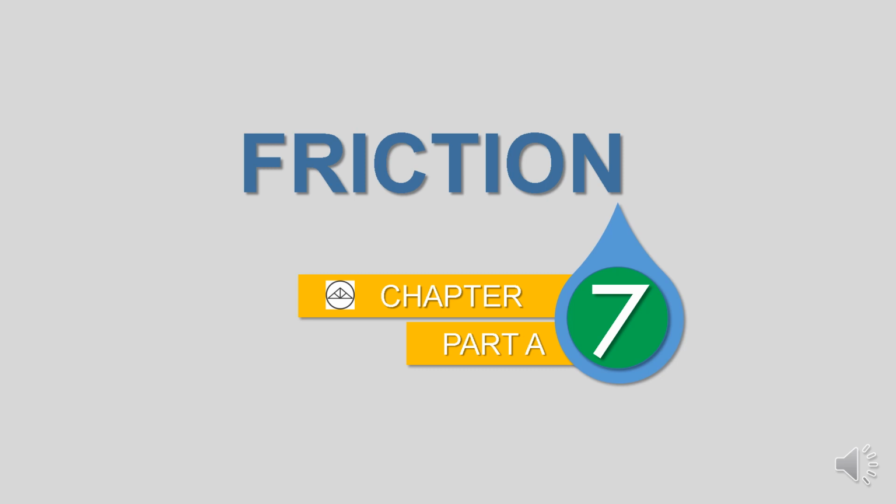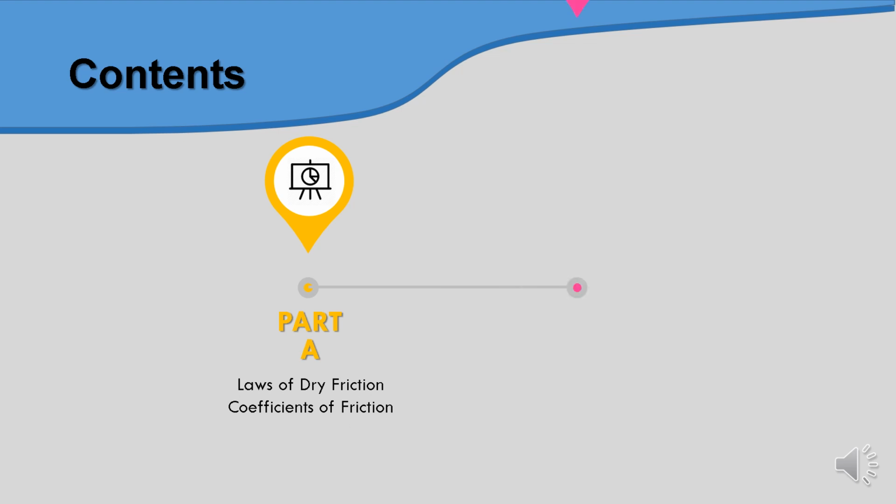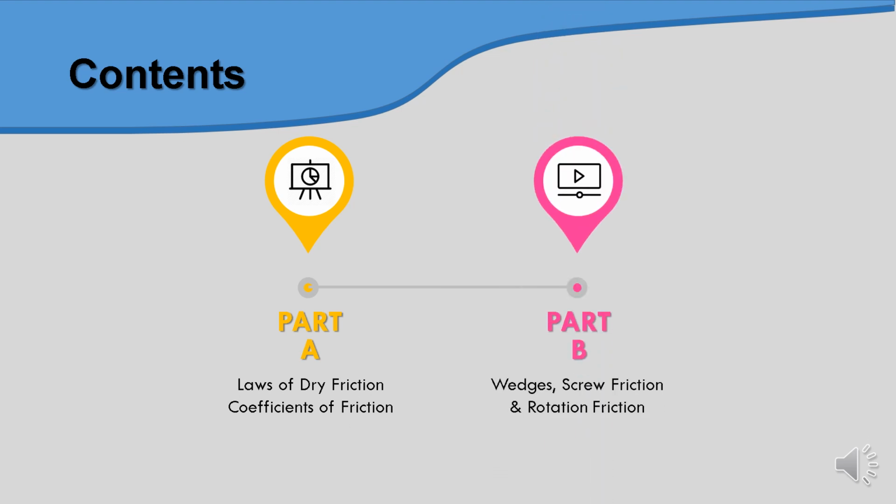Chapter 7, Friction, Part A. This is our last chapter in our course, so please pay attention to this chapter. In this chapter, we will divide it into two parts.